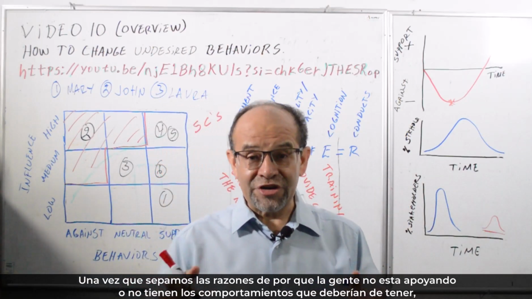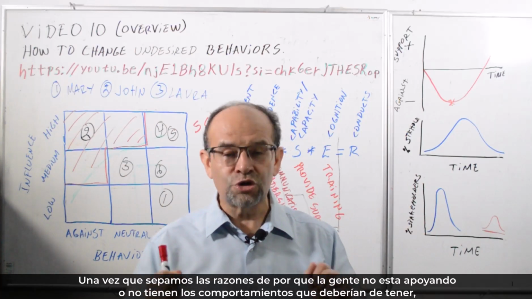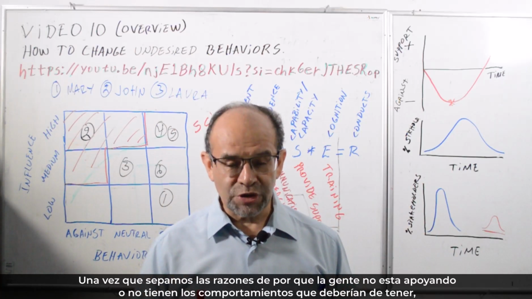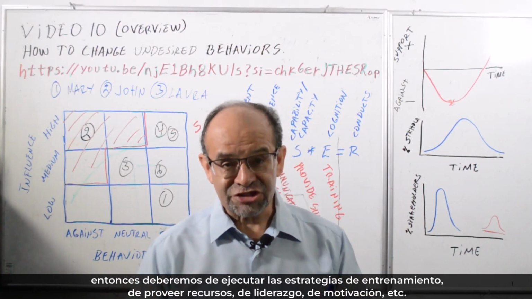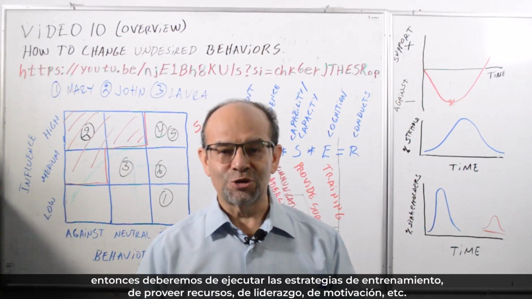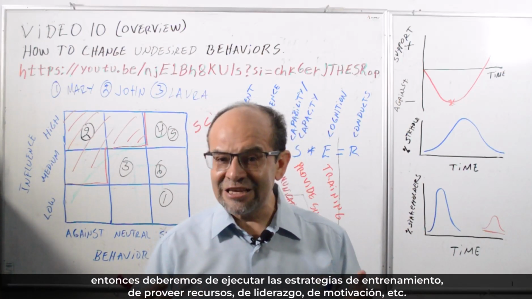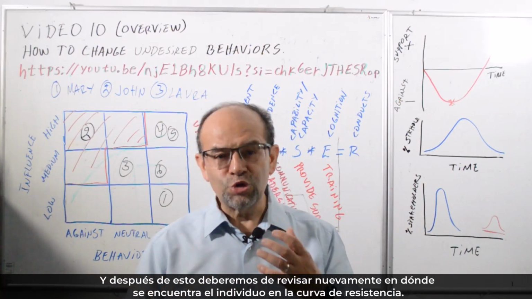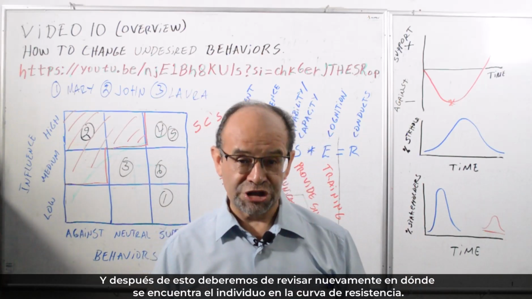Once we know the reasons why the person is not supporting, the reasons why the person is not having the behaviors that they should have, then we have to execute the training strategy, or the providing resources strategy, or the leadership strategy, or the motivation strategy, etc. And then we have to check again where that person is located on the resistance to change curve.